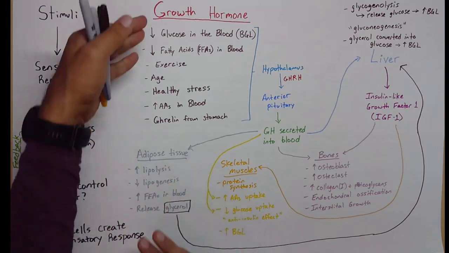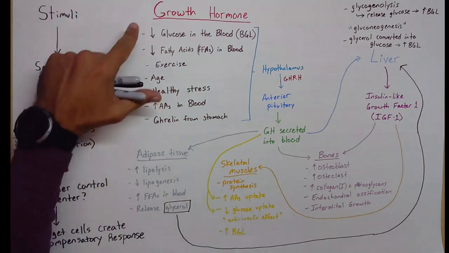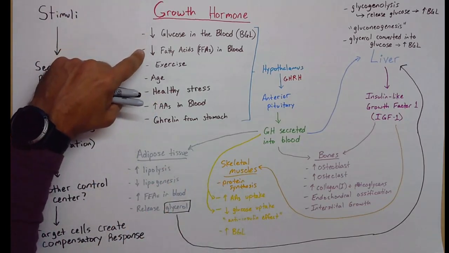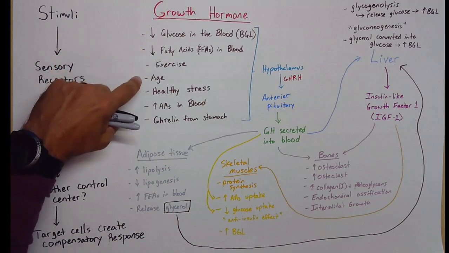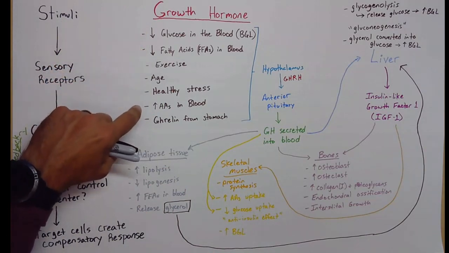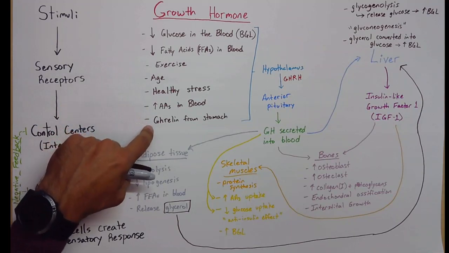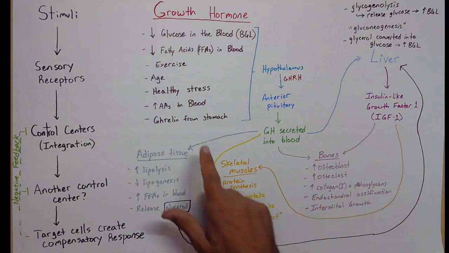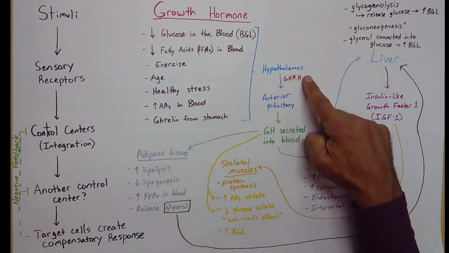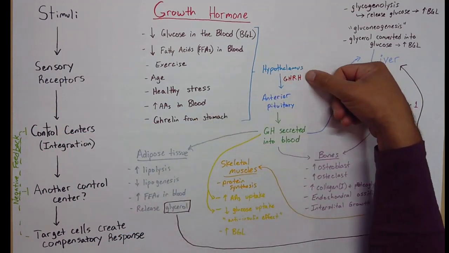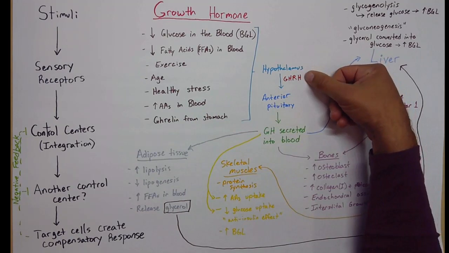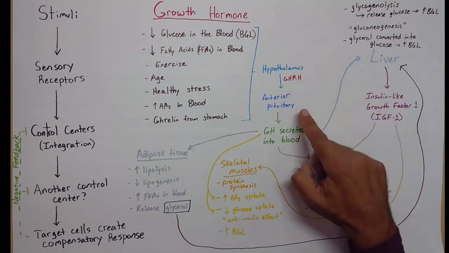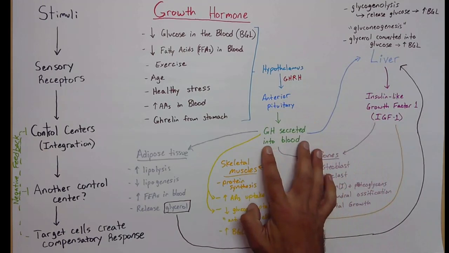Summary. Growth hormone has many different stimuli. A decrease in blood glucose levels, decrease in free fatty acids in the blood, exercise, age, healthy stress, increase in amino acids in the blood, and then hunger, ghrelin, as that stomach starts to shrink down. What that's going to stimulate ultimately is the hypothalamus, and the hypothalamus is going to secrete GHRH. In turn, the GHRH goes to the anterior pituitary, causing it to secrete growth hormone.